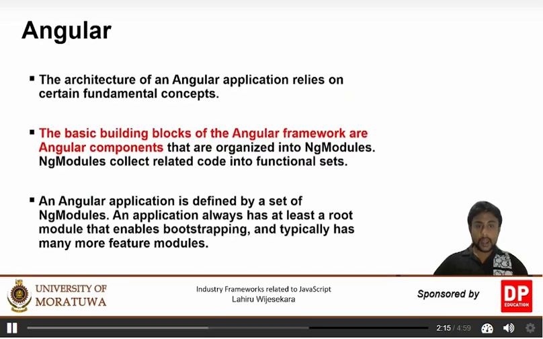The architecture of an Angular application relies on certain fundamental concepts. The basic building blocks of the Angular framework are Angular components that are organized into ng modules. Ng modules collect related code into functional sets. An Angular application is defined by a set of ng modules. An application always has at least a root module that enables bootstrapping and typically has many more feature modules.